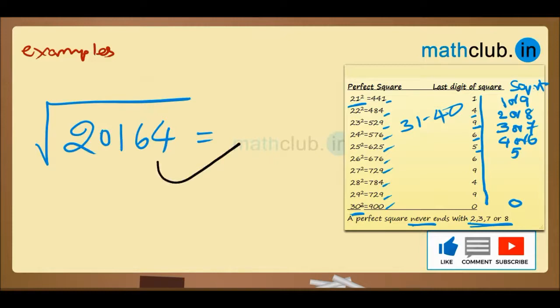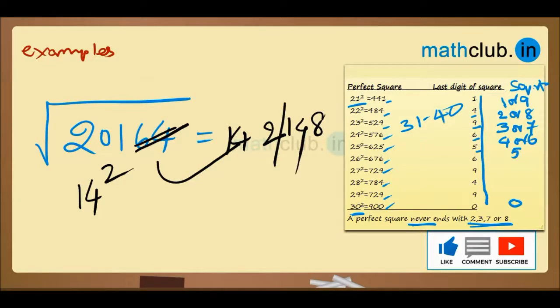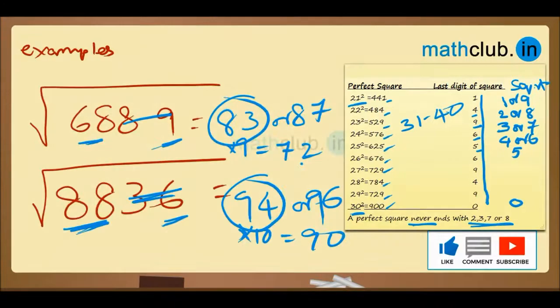So this is ending with 4, so the answer should end with 2 or 8. Now the next step is cancel the last two digits. I have 201, the highest square less than 201 is 14 square, so I'll write 142 or 148. Now the next step is you need to identify which one is the answer. Multiply 14 with 15, we get 210. This value 201 is less than 210, so I have to take 142.